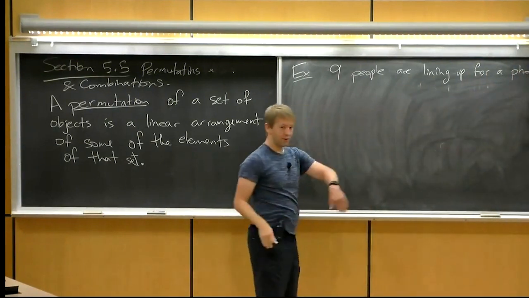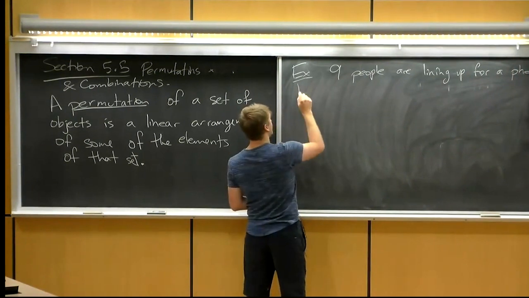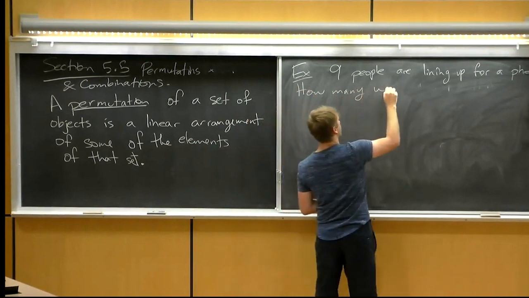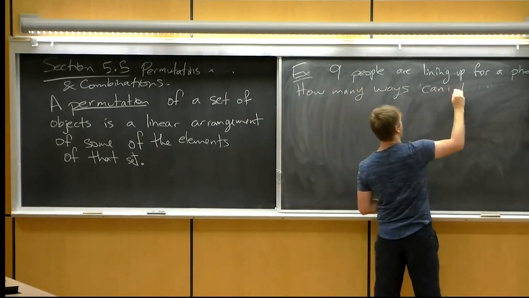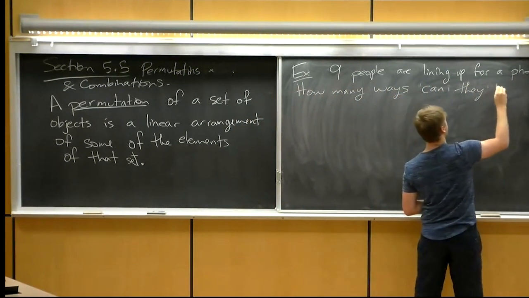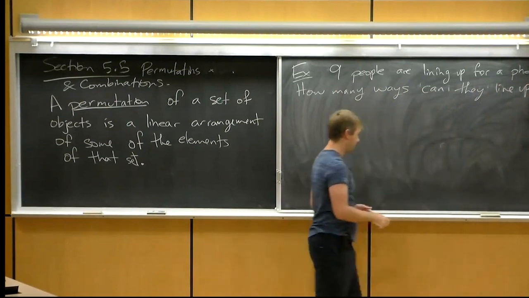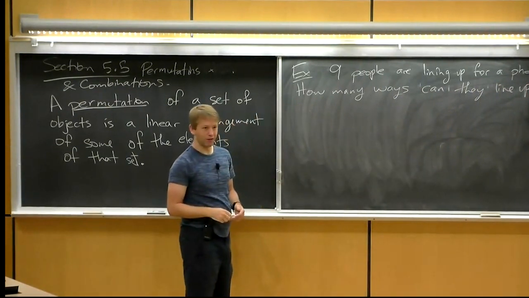Just left to right, so there's no second row or anything. So how many ways can they line up? Okay. So this is not really different from what we were doing before, right?